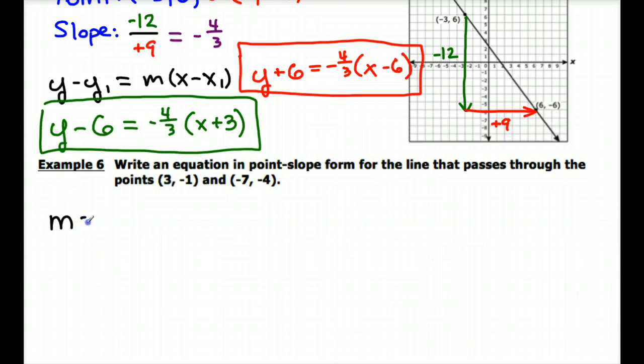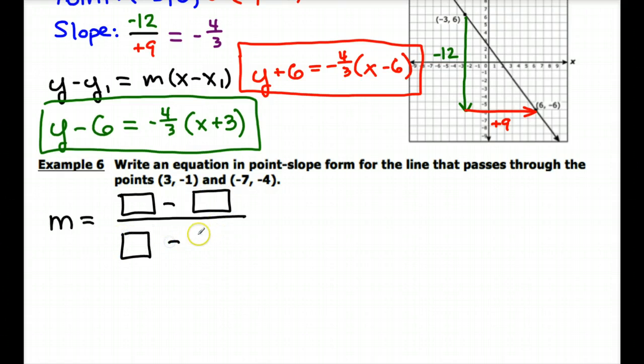I'm going to use my slope formula, m equals change in y over change in x, and I'm going to find the slope between these 2 points. My y coordinates are negative 1 and negative 4, and my x coordinates are positive 3 and negative 7. So my slope for this line will be negative 1 minus negative 4, that becomes plus 4, so you get positive 3, divided by 3 minus negative 7, that becomes 3 plus 7, so you get positive 10. So your slope for this line would be 3/10.